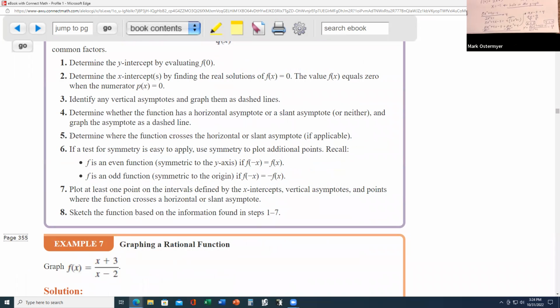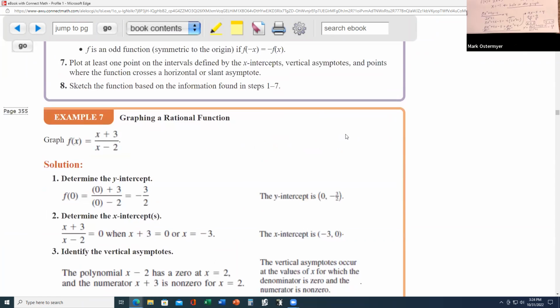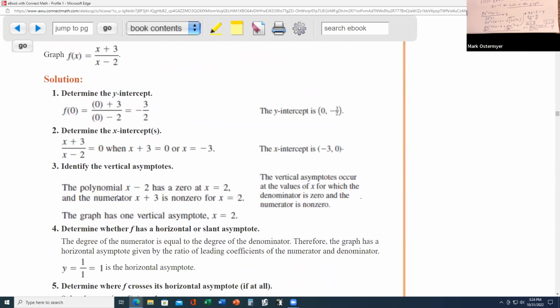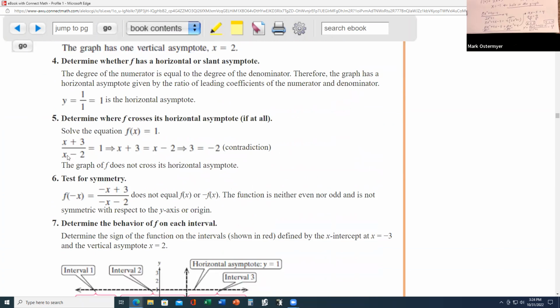Well, if we do have a horizontal asymptote, we want to determine where the function crosses the horizontal asymptote. And to determine that, since we know the equation is y equals 1, we set our rational function f of x equal to 1. So we have to set x plus 3 over x minus 2 equal to 1 to determine where, if any place, our graph crosses the horizontal asymptote.